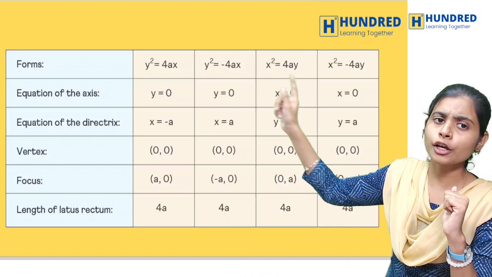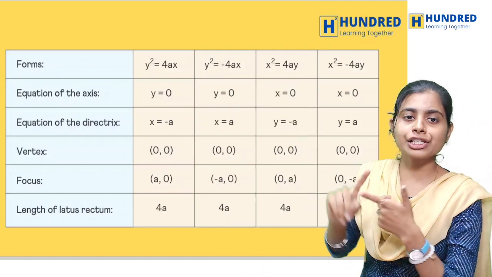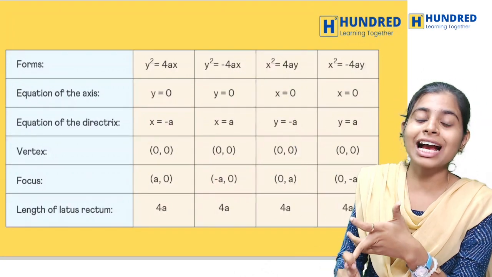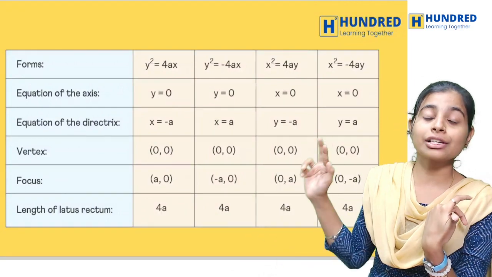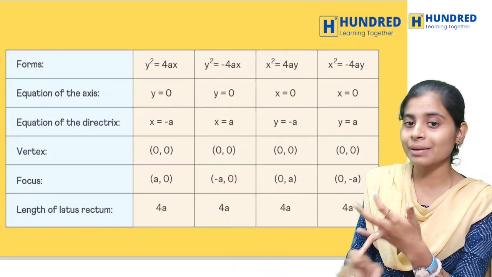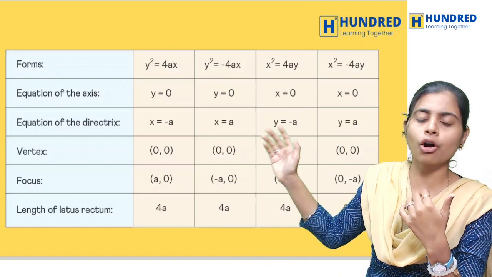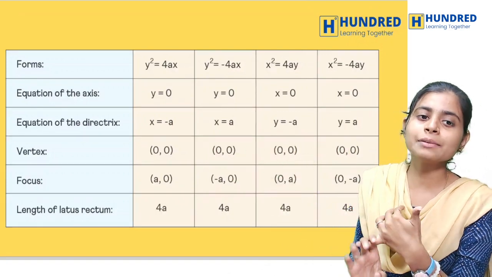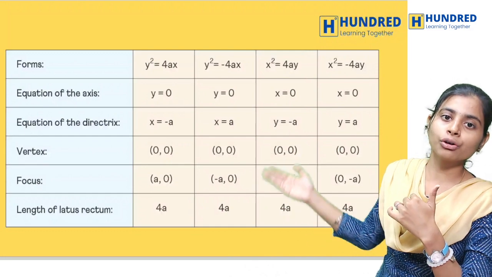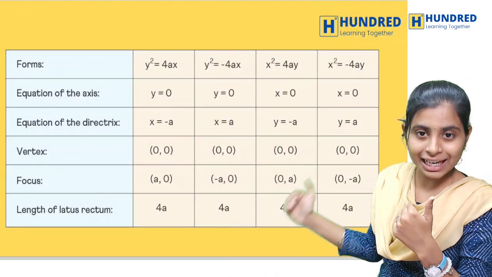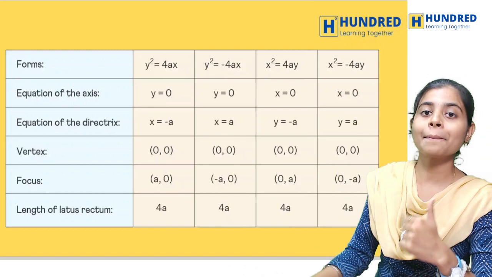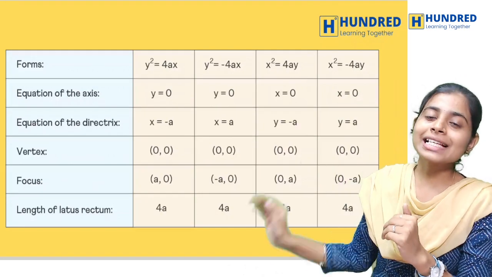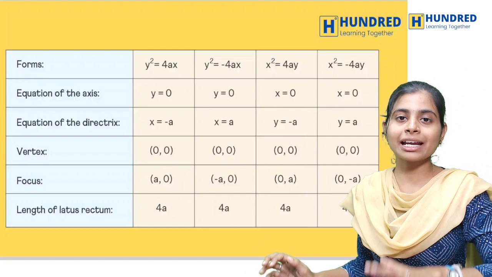Okay, first for the form y square equal to 4ax, the equation of the axis is y equal to 0. The equation of the directrix is x equal to minus a, and the vertex is (0, 0). Obviously the vertex is also common for all four types. Then the focus is (a, 0). Then for the second form, (minus a, 0). Third form, (0, a). Fourth form, (0, minus a). So these are the formulas we use in the parabola concept.